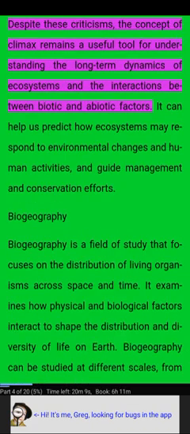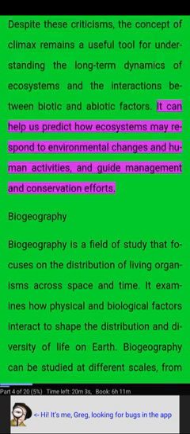Despite these criticisms, the concept of climax remains a useful tool for understanding the long-term dynamics of ecosystems and the interactions between biotic and abiotic factors. It can help us predict how ecosystems may respond to environmental changes and human activities, and guide management and conservation efforts.